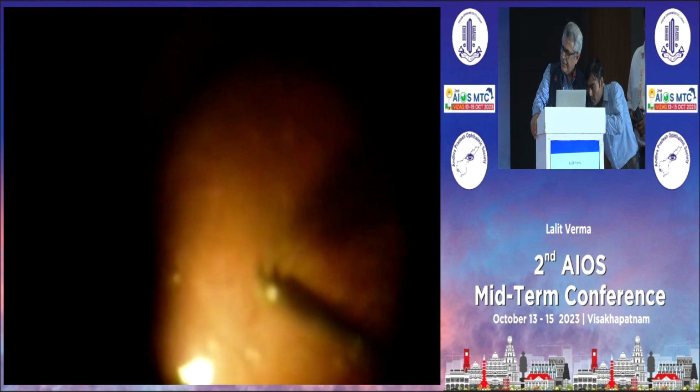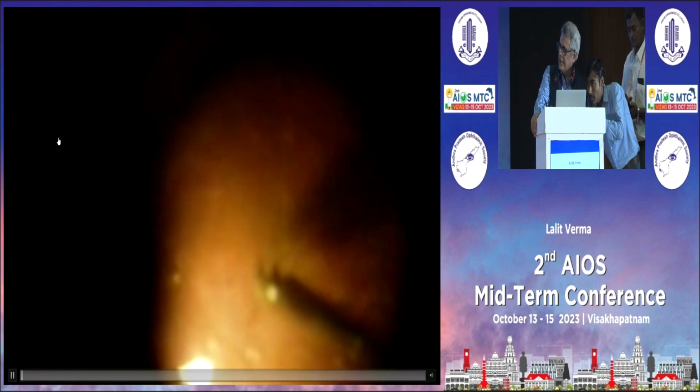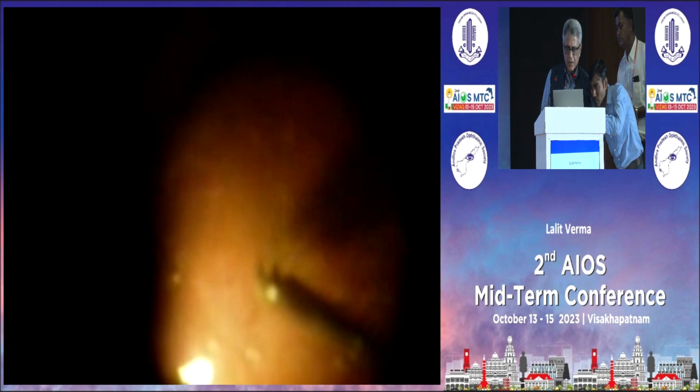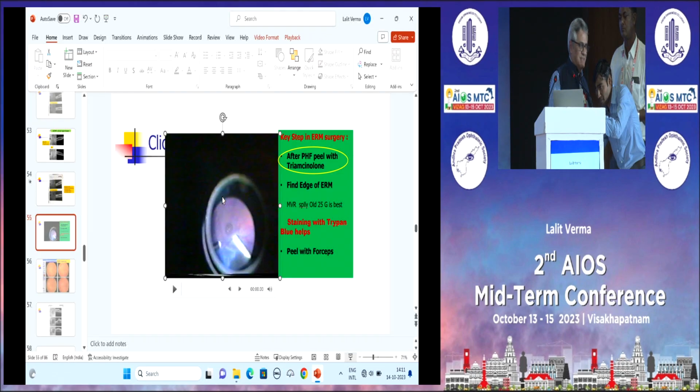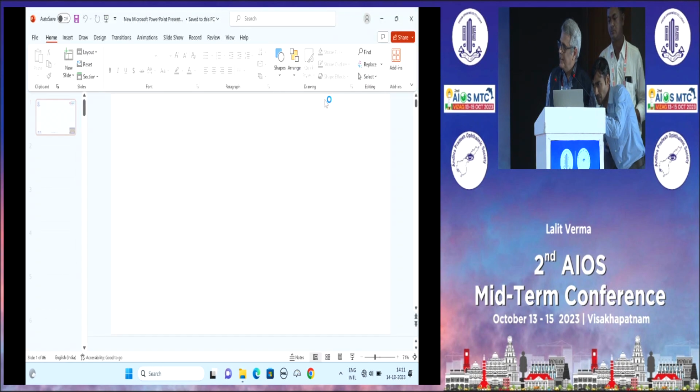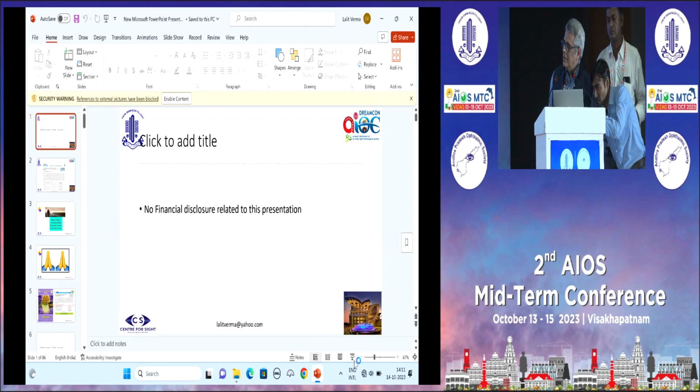because there is a curvature. Are you using 23 or 27 gauge cannulas here? Generally 25 gauge. How are you entering with this MVR? 25 gauge MVRs are available. Okay. Second, after removal of the epiretinal membrane, do you stain again and do the ILM peeling?